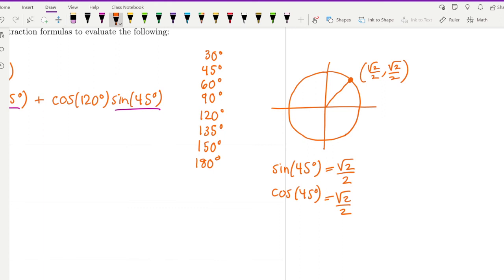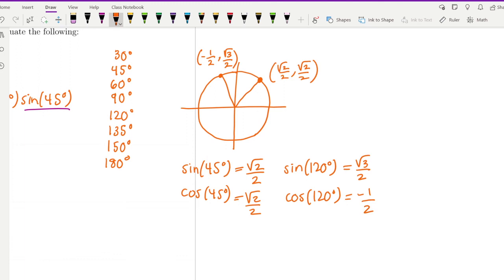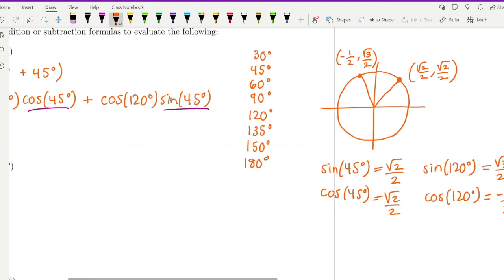So 120 is 30 degrees past 90, right? So like I said earlier, that's the same as 2 pi over 3. That's where we're going to have negative 1/2 and root 3 over 2, because it's like a 30, 60, 90 triangle. And so sine of 120 degrees is going to be root 3 over 2, and cosine of 120 degrees is going to be negative 1/2. Okay, so now that we have all these numbers written down, now we just need to put them in the right places here.